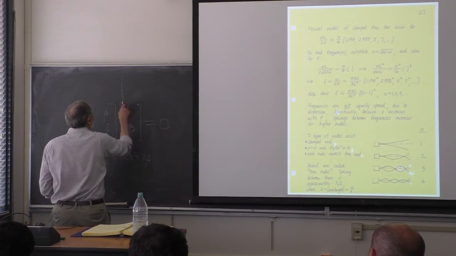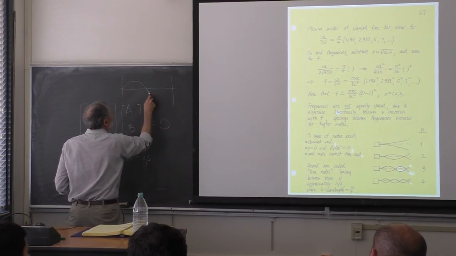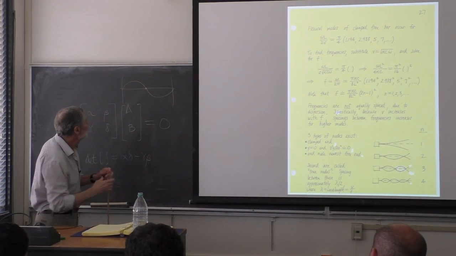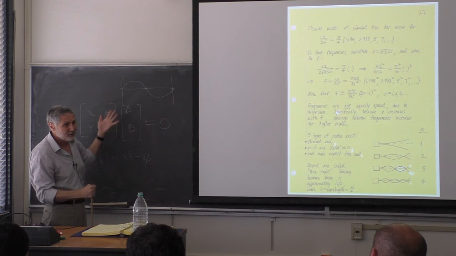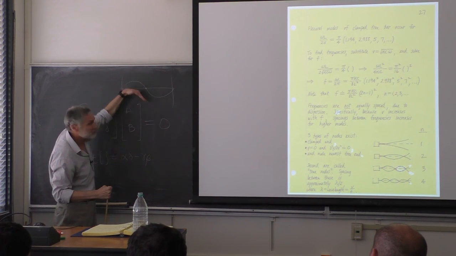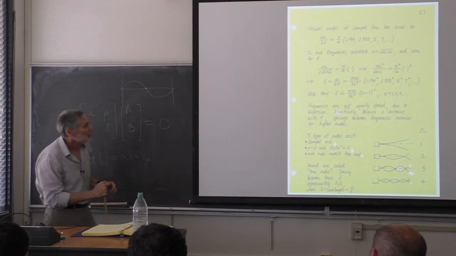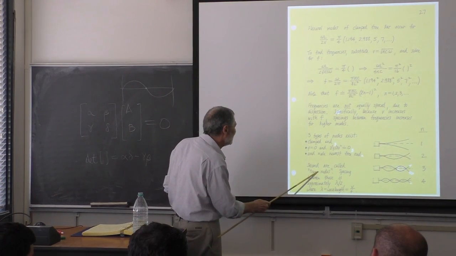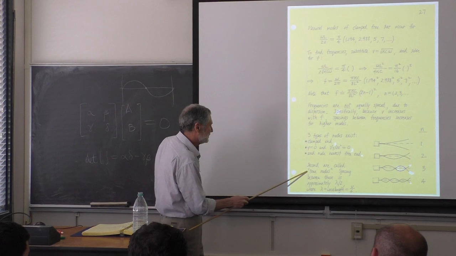If I have a wave on a string here, something like this, at this point right here the displacement is 0, and what's the curvature? It's 0, because it's going from negative curvature to positive curvature. So these are the normal nodes, sometimes called the true nodes.